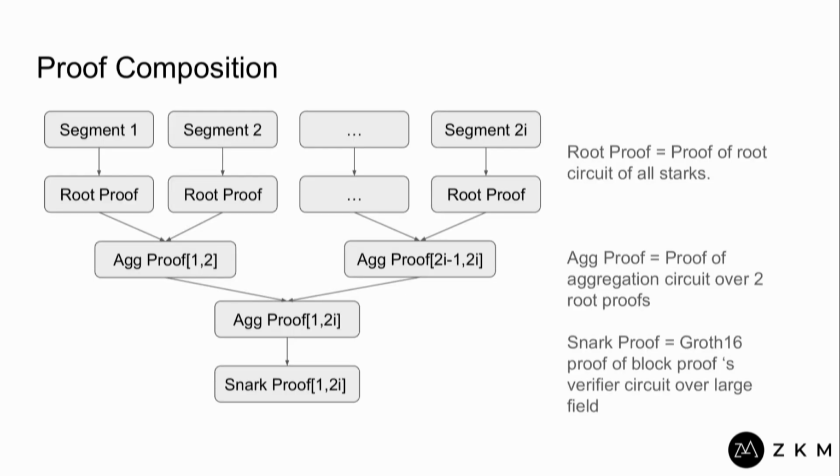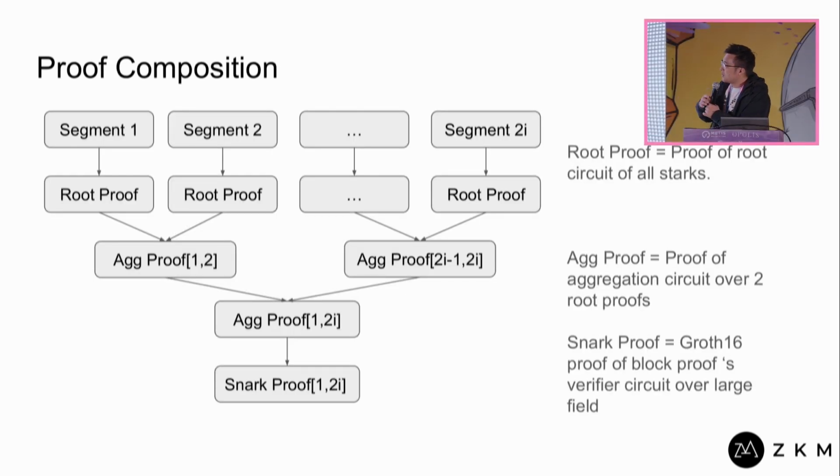So that's how we join the different proofs into one: we use proof composition. For the proof composition, we have different segments. First we generate the STARK proof for each segment. Why do we say root proof here? Because we have different trace tables, so we actually have multiple STARK proofs for even one instruction sequence. First we need to combine the different STARKs into one proof. So the root proof is the proof of the root circuit over all the STARKs, and then we aggregate the root proofs.